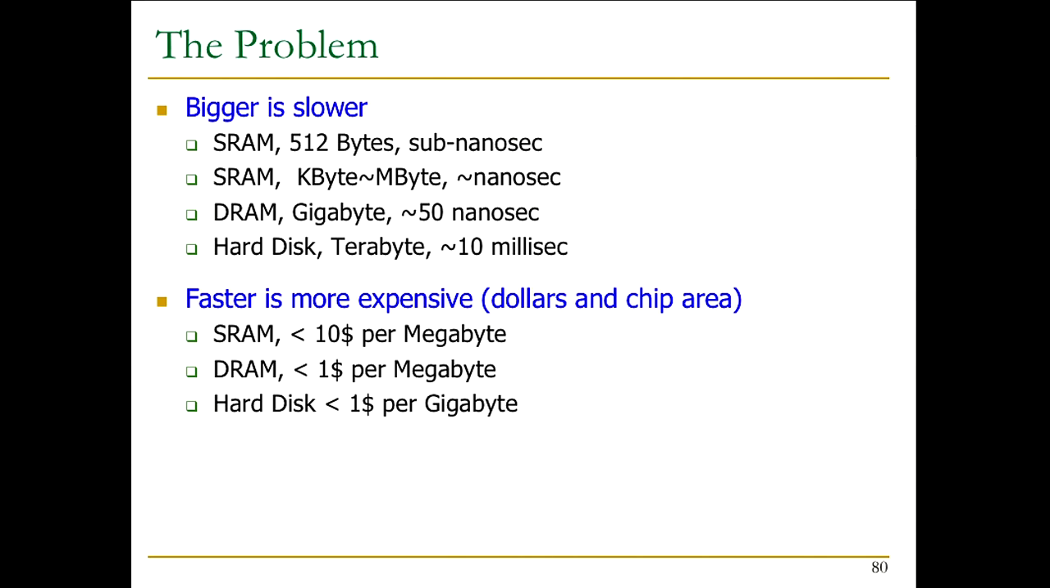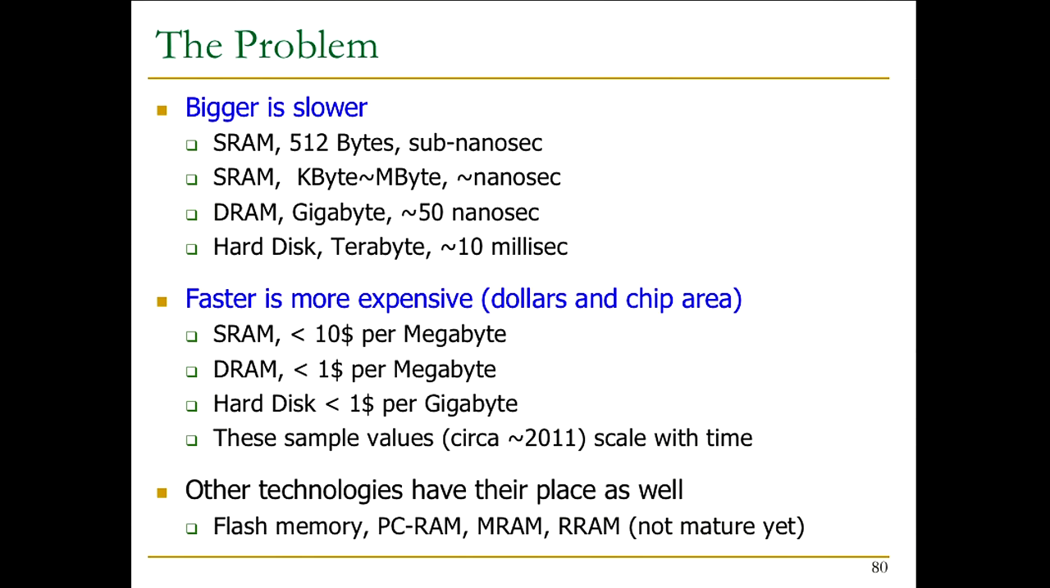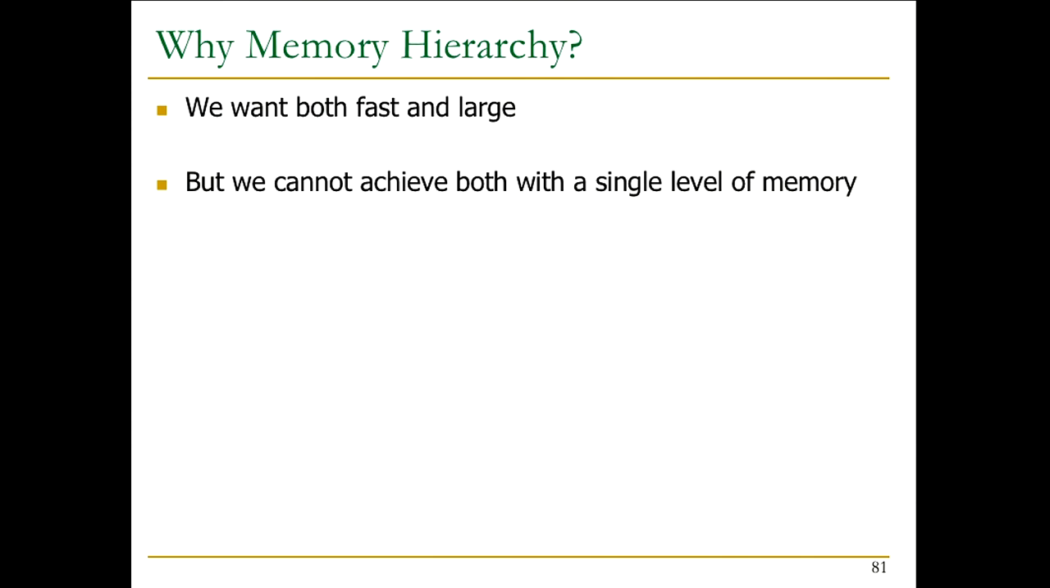As a result, but then capacity can be higher over here. And these are some of the costs that you can see. Okay, and these are sample values from earlier. And other technologies have their place as well, and we'll talk about that later on. Flash memory, phase change memory, magnetic memory, some resistive or memristive memories. They're not mature yet, some of them. Of course, flash memory is very mature. But they have their place as well, which are not here. So we have a variety of technologies that we can use as an architect.